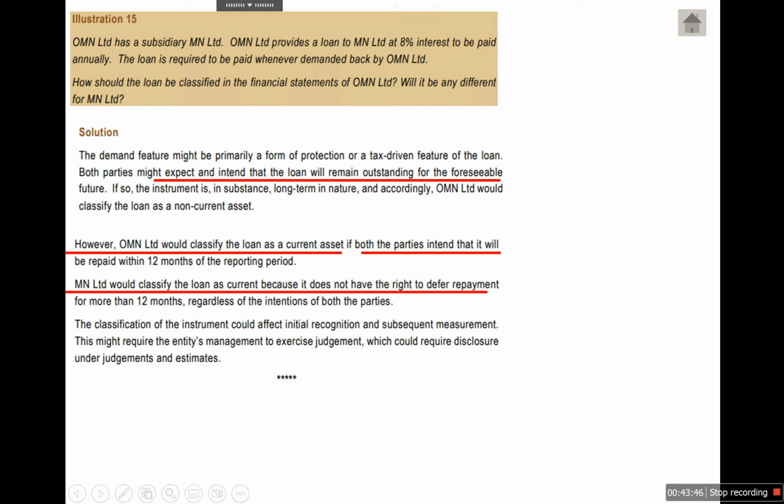And in case OMN Limited expects that it is not going to realize the loan in the next 12 months, it will be classified as a non-current asset. So it all depends on the expectation and intent of OMN Limited. But for MN Limited, it will be classified as a current liability because it is payable on demand, and MN Limited does not have an absolute power to defer the settlement unconditionally.